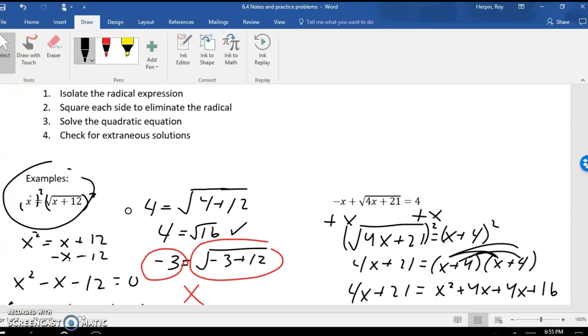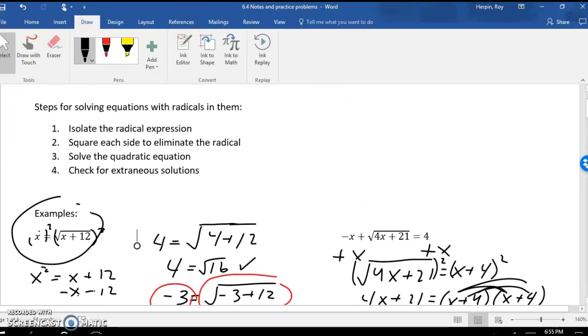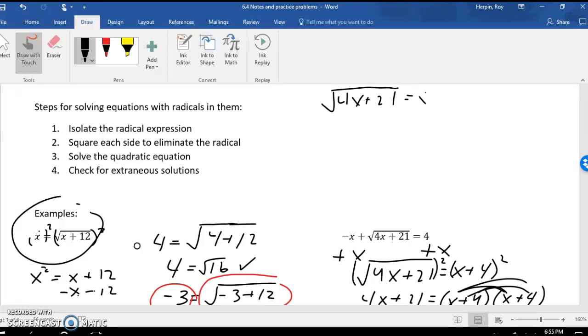Alright, so I'm just going to plug it into the simplified version. So the square root of 4x plus 21 equals x plus 4. Let's try the negative 5 first. So this becomes negative 20 when I plug in negative 5, plus 21 equals negative 5 plus 4. Square root of 1 equals negative 1. And that does not work because we're only looking for the positive values.